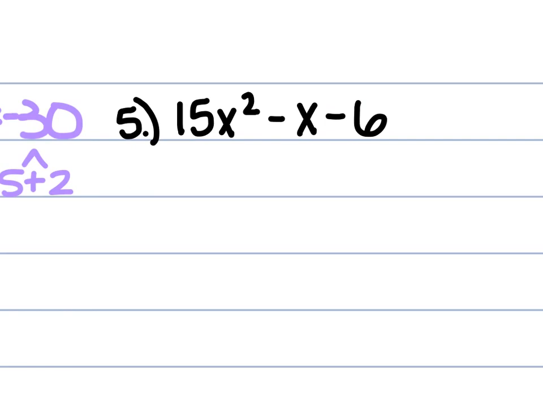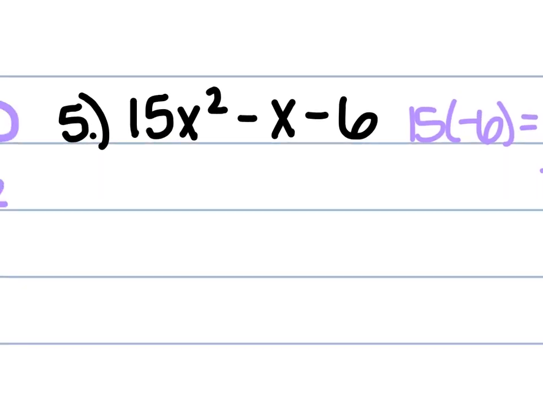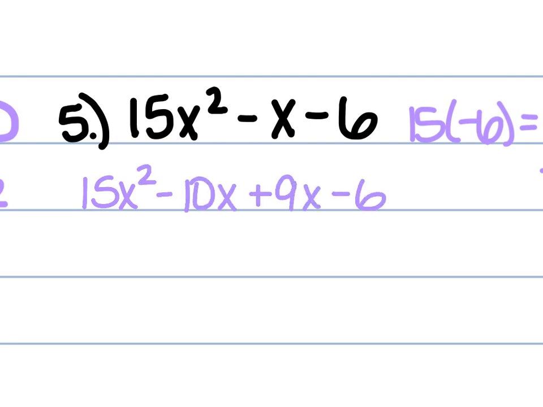For 5, we have 15x squared minus x plus 6. So 15 times negative 6 gives us a negative 90. So negative 90, the factors are a negative 10 and a positive 9. So we're going to replace that with the negative x. So we're going to have 15x squared minus 10x plus 9x minus 6.